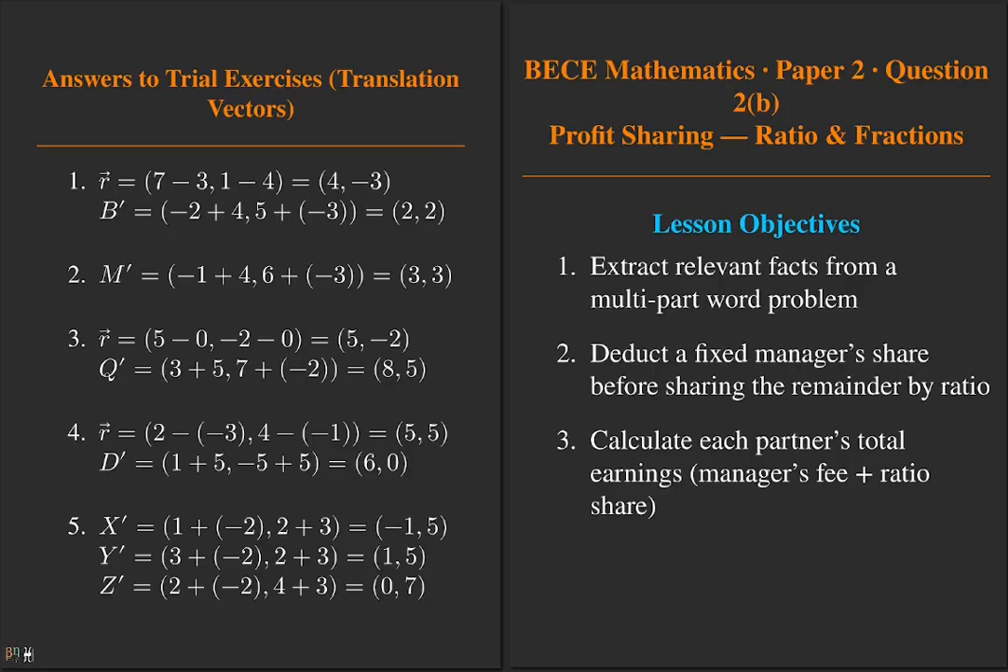By the end of this lesson, you should be able to extract relevant facts from a multi-part word problem. You should be able to deduct the fixed manager's share before sharing the remainder by ratio. And then finally, you should be able to calculate each partner's total earning. Without much ado, let's quickly look into it.